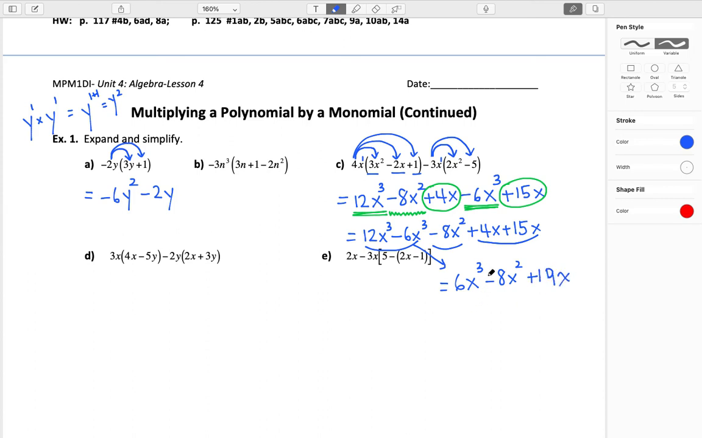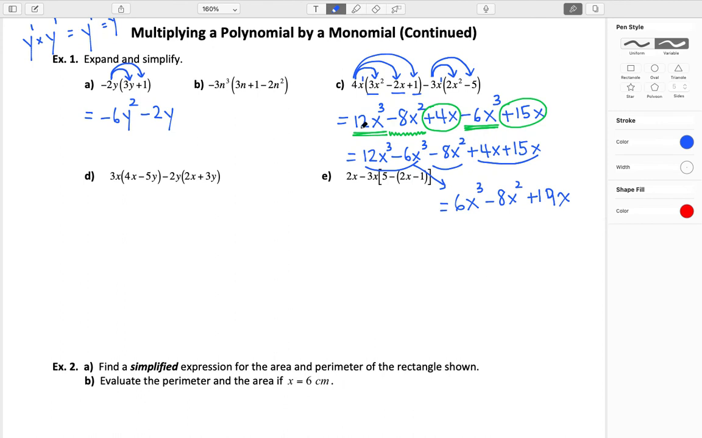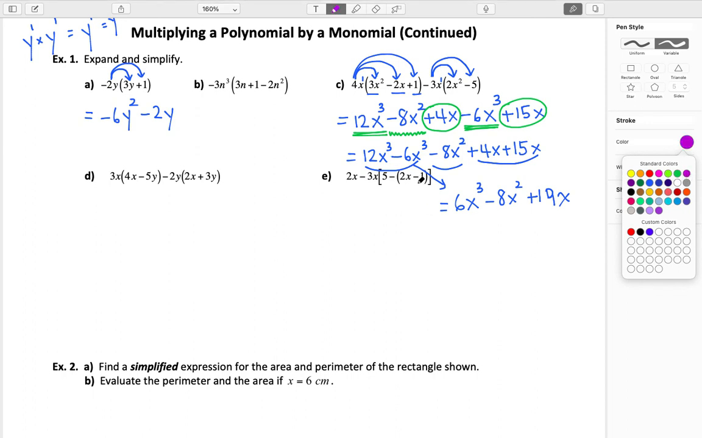And that is your final answer. Okay, now what about letter E? So if you look at letter E, let me do a different color. Again, we have a 2 bracket. Inside the house, we have another house or another bracket.